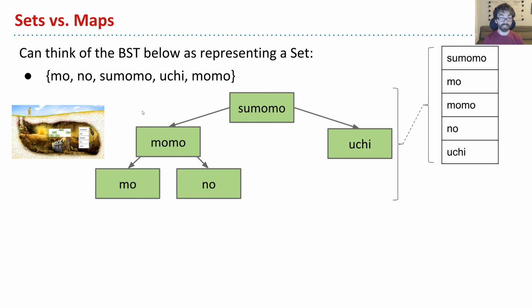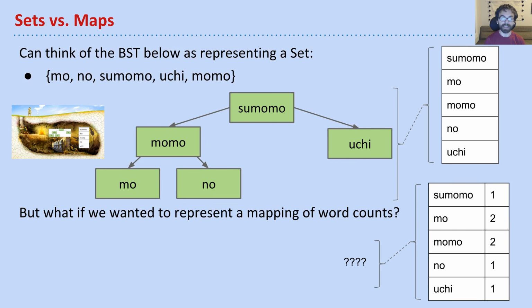Now I'll note, this is not a unique representation. I mean, there's other permutations here, right? This tree could be shaped differently and still be the same set. But the key point here is that we are using a binary search tree. So you might ask yourself, what if I wanted to do a map? How would I do that?